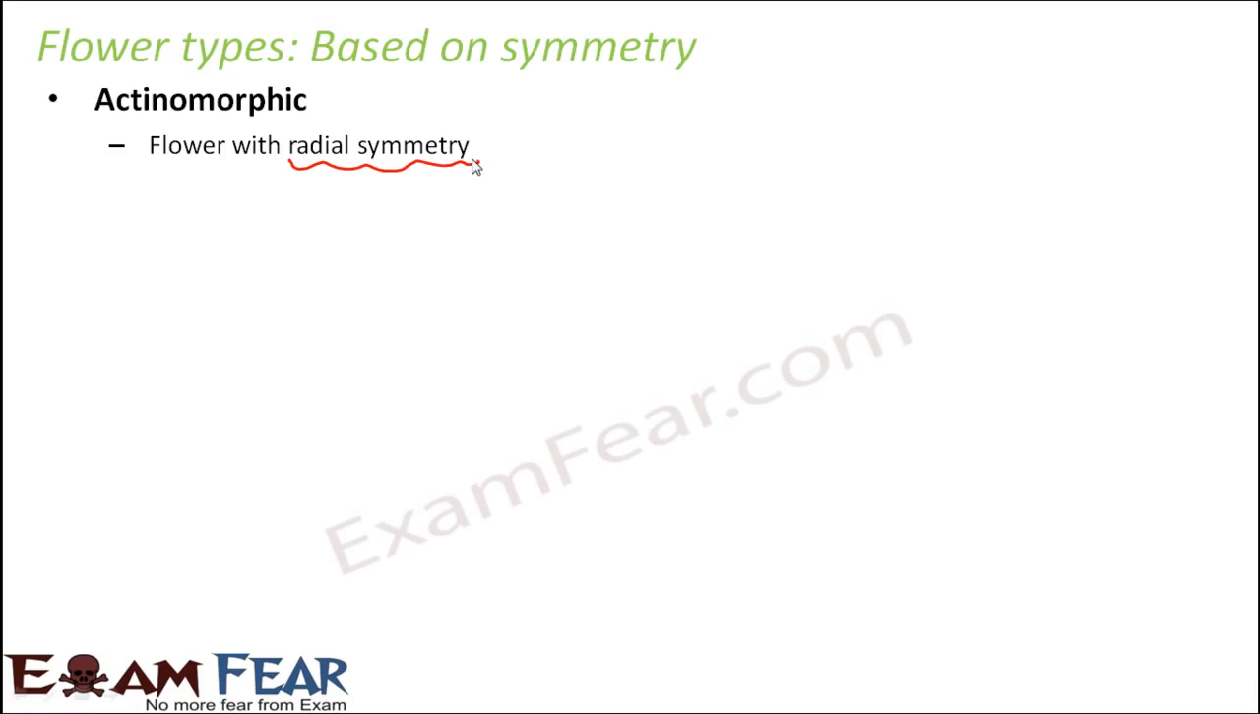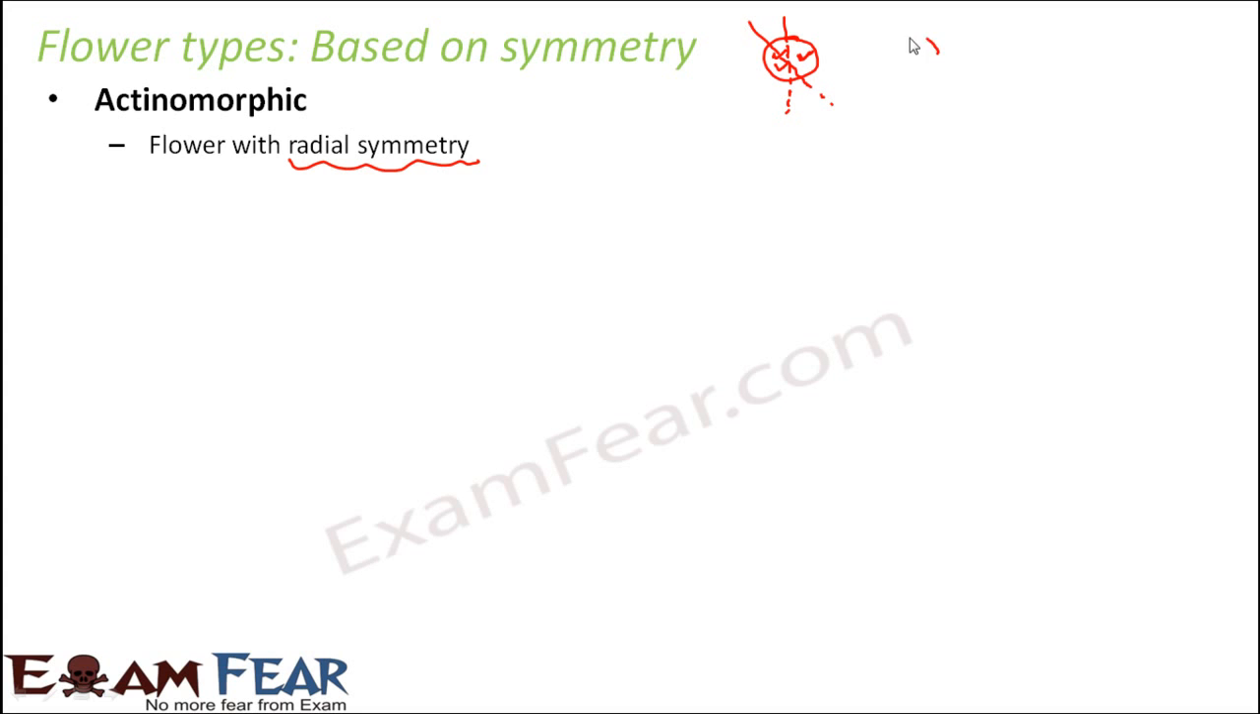So what do you mean by radial symmetry? When I say radial symmetry, that means if you have an object and you consider a central axis, you can divide that object into two equal halves. Then we say that the object is radially symmetrical. Let us suppose we have a circle. Now if you consider any central axis, this will divide it into two equal parts. Similarly, this will also divide it into two equal parts. Right? So we say that this object is radially symmetrical. Correct? So any flower with radial symmetry is said to be actinomorphic.